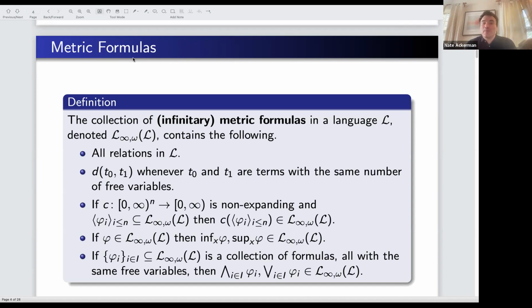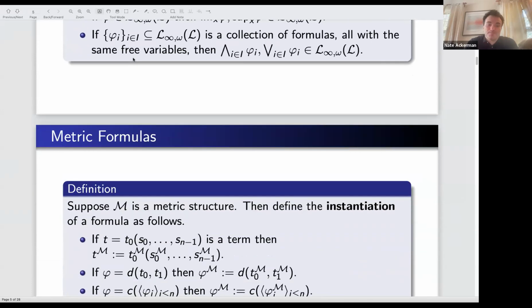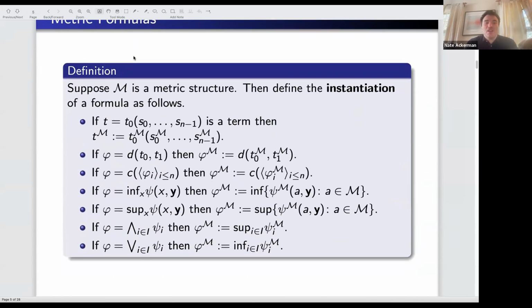So in this way, we get an analog of L infinity omega for continuous logic. And we have a similar analog for L omega 1 omega, where you just restrict the size of the conjunctions and disjunctions to countable conjunctions and disjunctions. Okay, I'll quickly walk through this definition, but more or less it's exactly what you think it is.